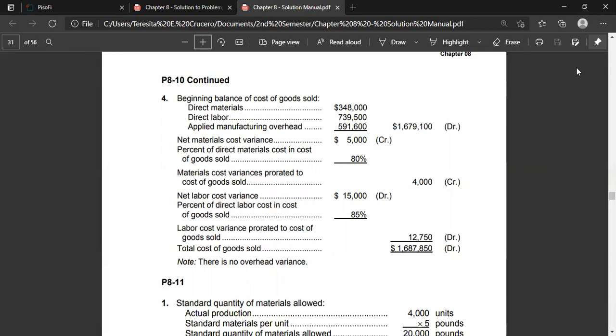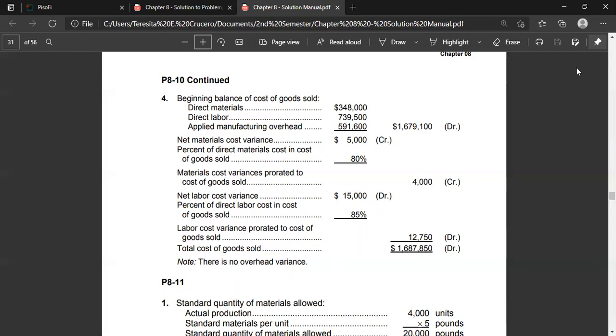And we have now problem 8 dash 11. Compute each of the following items for AdSense for May. Show computations in good form. So number one, standard quantity of raw materials allowed in pounds for actual production. Number two, actual quantity of raw materials used in pounds. Be sure to consider the materials quantity variance.